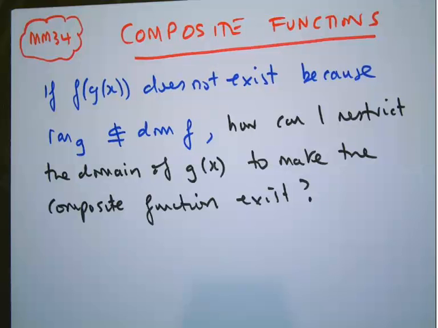This is for Year 12 methods. It comes out of chapter 4 and it's about altering composite functions, or altering the domain of the inside function, so that the composite function exists.